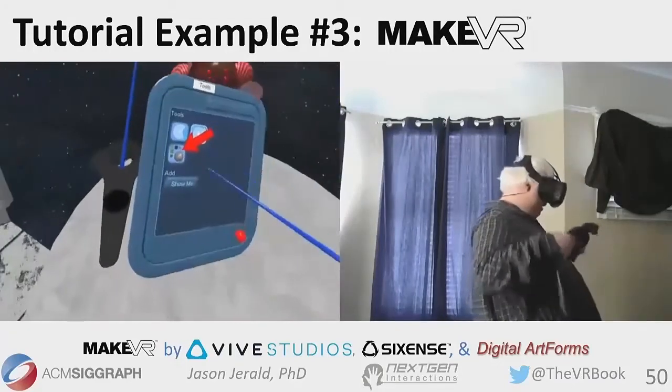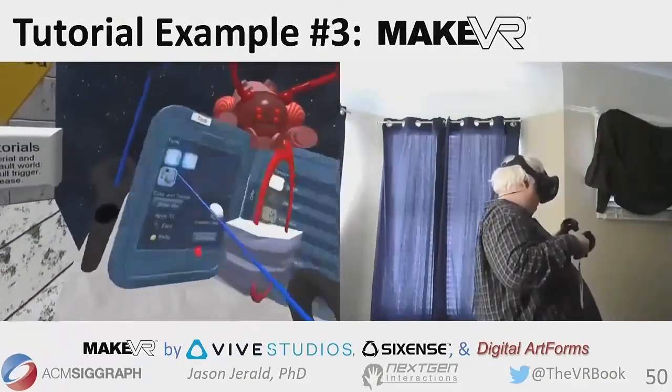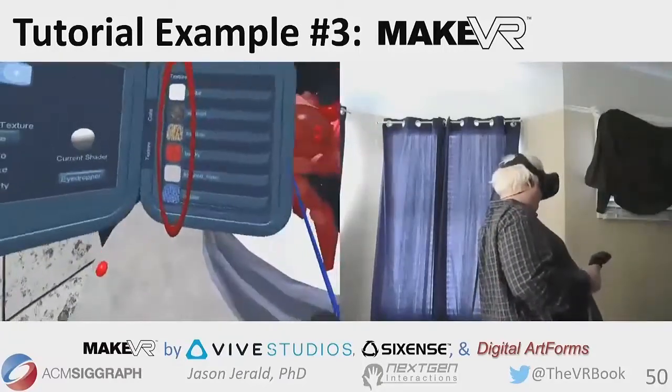Select the color and texture icon. Okay. Pick a texture icon on the fold-out panel. Alright, so I gotta hold it out here.